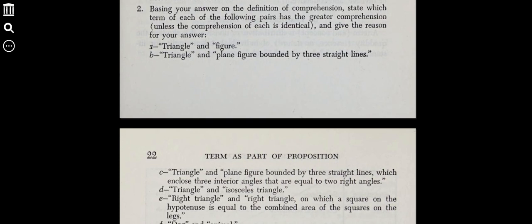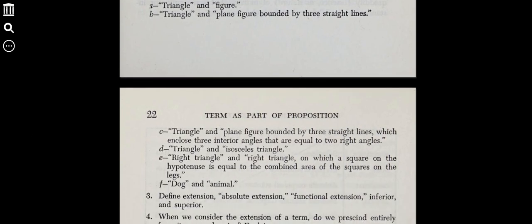Number 2, basing your answer on the definition of comprehension, state which term of each of the following pairs has the greater comprehension, unless the comprehension of each is identical, and give the reason for your answer. So, for example, A, triangle and figure. So what is the greater comprehension? Is it triangle or is it figure? Well, I think clearly triangle has a greater comprehension than figure. Because after all, there are many, many figures out there. Being a triangle is a particular kind of figure, so there are more notes involved. There's greater specificity, ergo it has greater comprehension.